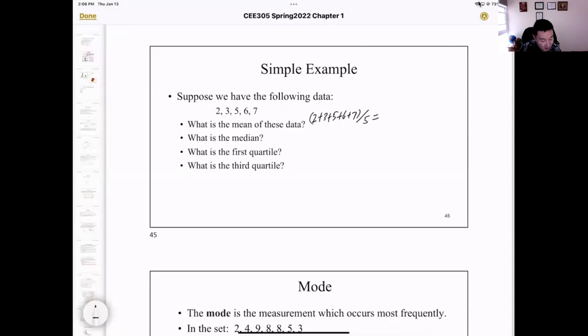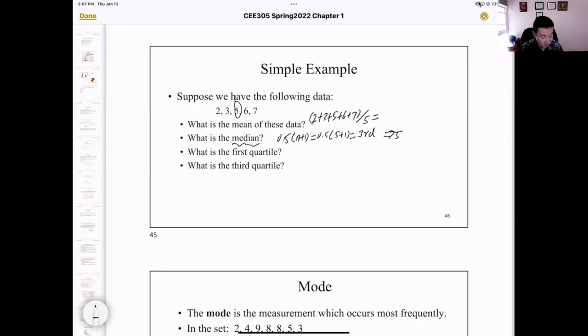For the median, we need to calculate 0.5 times n plus 1, and here n is 5. So 0.5 times 5 plus 1 is 3. So that's the third sample item, which will be this one, 5.